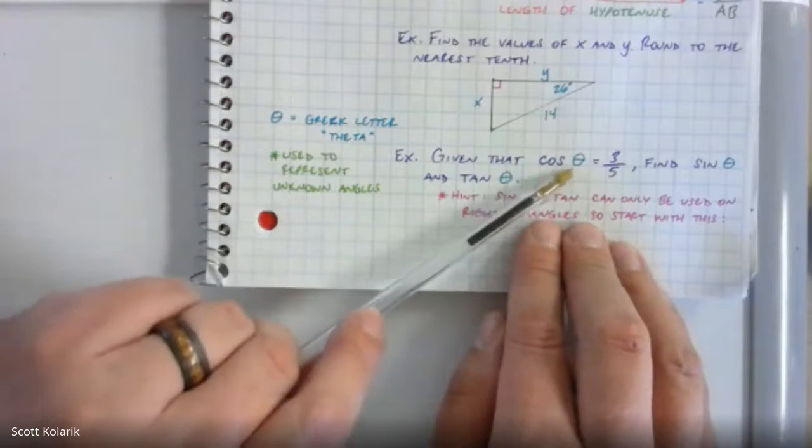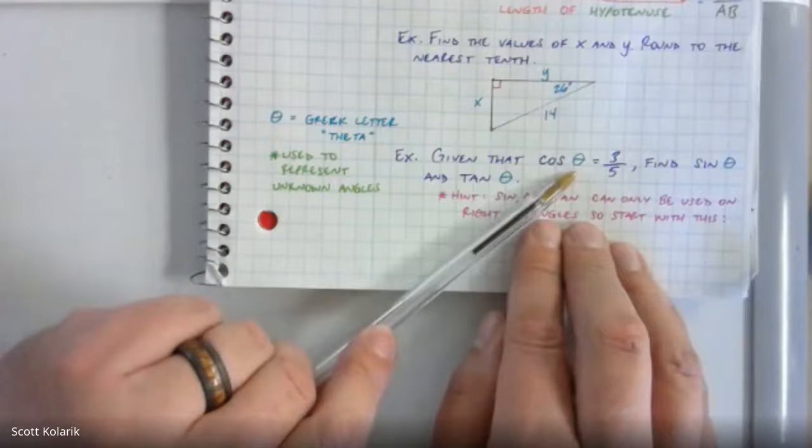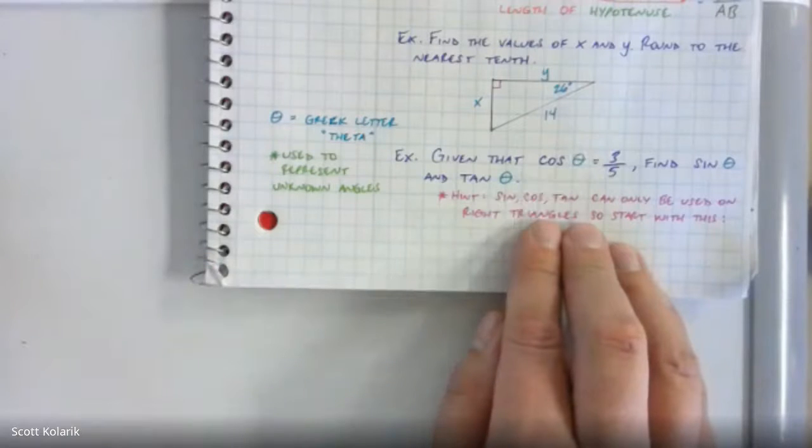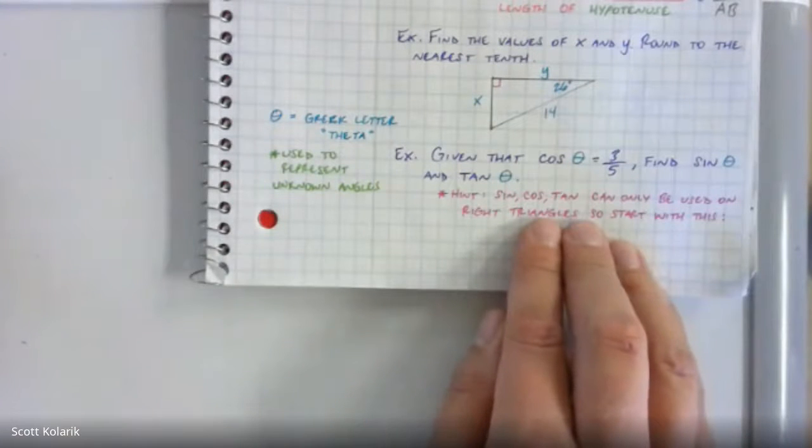Okay, so in this case, it's just saying, given that cosine of some angle is 3/5, find the sine of that same angle and the tangent of that same angle. So again, we're given one of the trig ratios broken down into its fraction ratio form. And then based on that result, we need to find the other two trig ratios for that same angle. Okay, and I give you a hint here that sine, cosine, tangent can only be used on right triangles. The key operative there being right triangles, and I'll come back to that in a second.